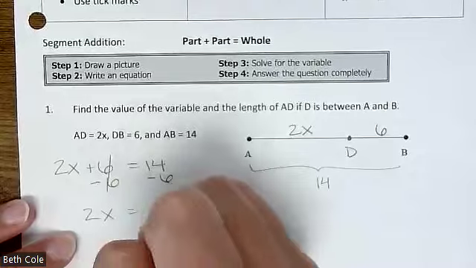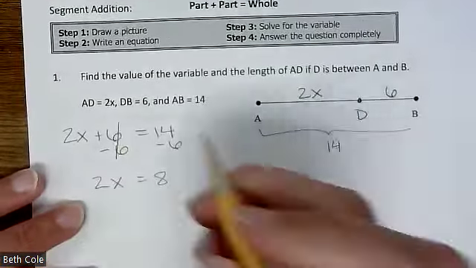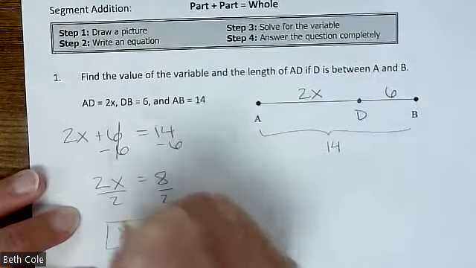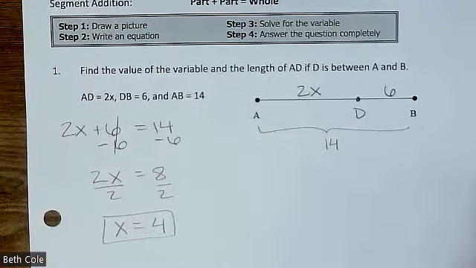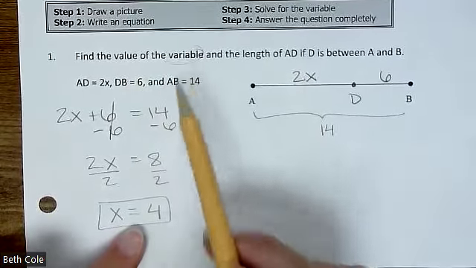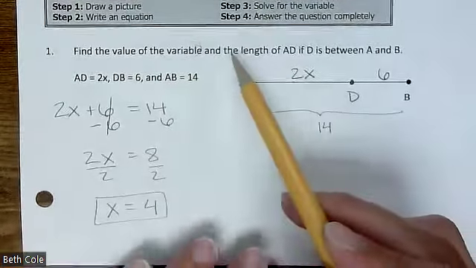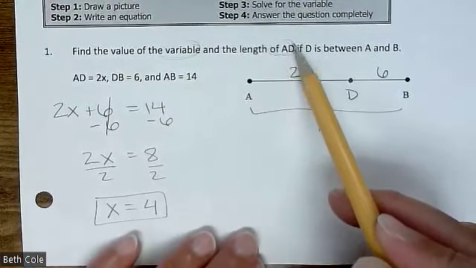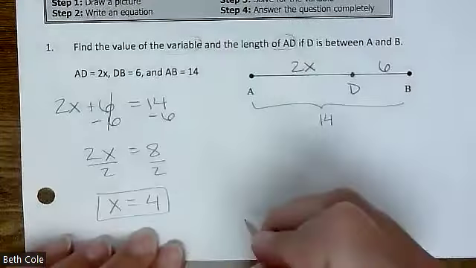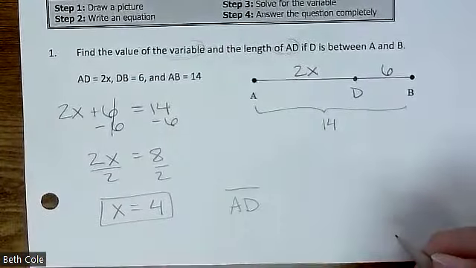All right, so 2x equals 8, then what? Good, perfect. Now hold on. In geometry, you have to be really careful about what they asked for. You have to read the directions. Find the value of the variable. We did that, that's x. But it also says find the length of AD. So how could we find the length of AD?